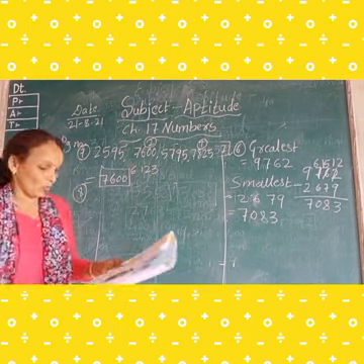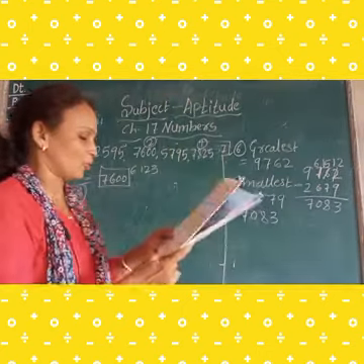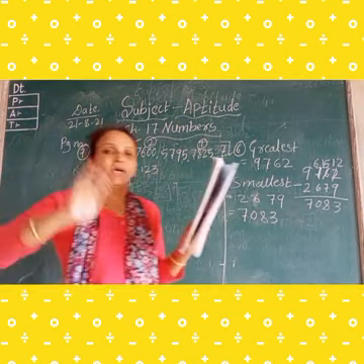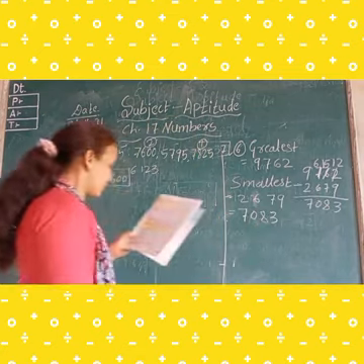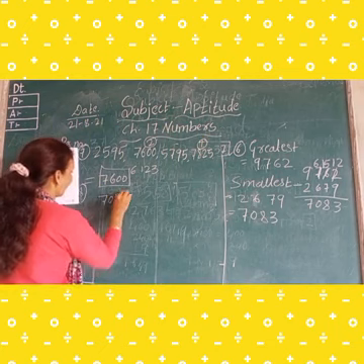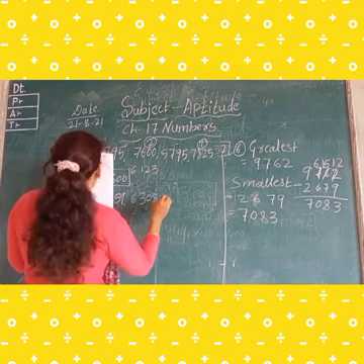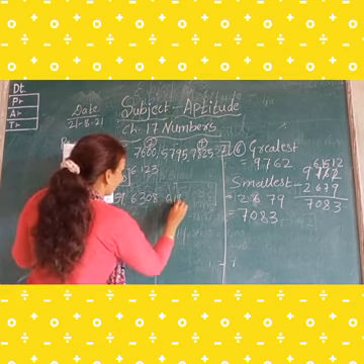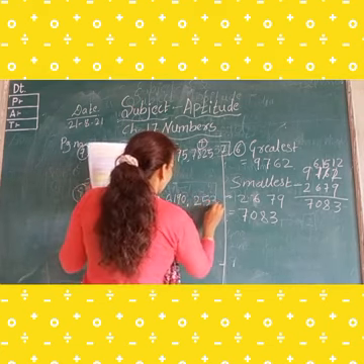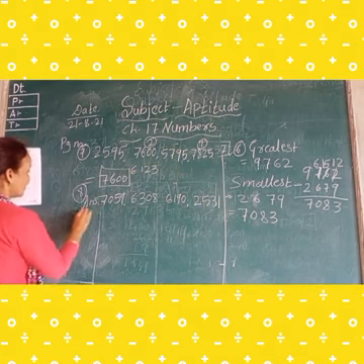Now arrange the following numbers in descending order. Descending means writing from bigger to smaller. The biggest number is 7059, after that 6308, then 6190, then 2531. It is our answer for question number 8.